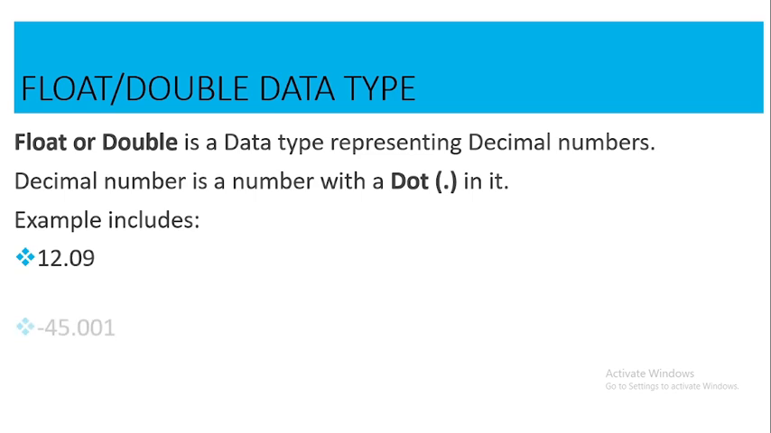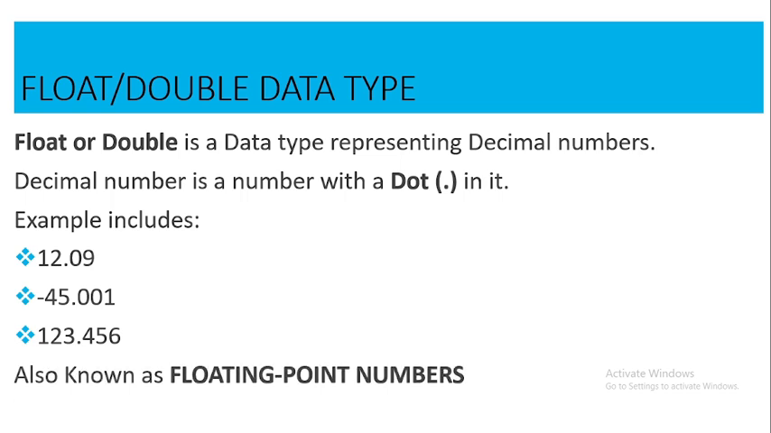12.09. We have negative 45.001. We have 123.456. Float or double data types, they can either be negative numbers or positive numbers. So the difference between integer and float is that integer data type are numbers without dots in it. Float or double data types are also known as floating point numbers.